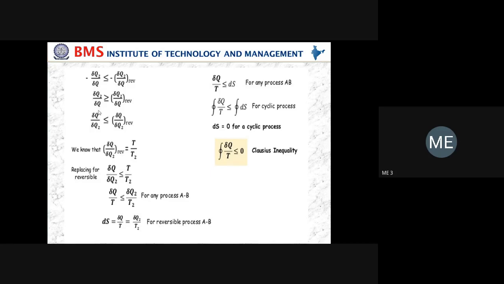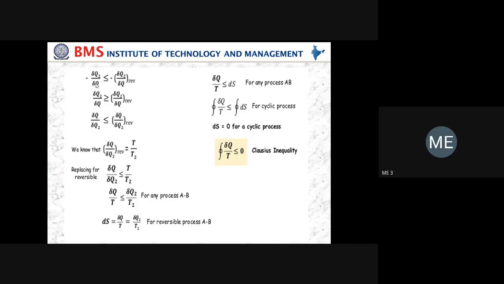You see here, starting the numerator is dQ2 and denominator is dQ. Now I'm changing the terms. dQ I'm putting in the numerator and dQ2 I'm putting in the denominator. Whenever you're changing the numerator and denominator, once again you have to change the symbol. Instead of greater than, you have to write less than. So we should be very careful in this one. Try to understand these three steps. Once these steps are understood, nothing is there in this theorem.